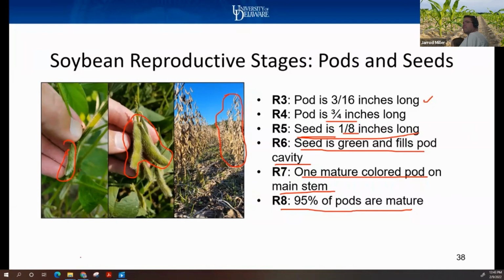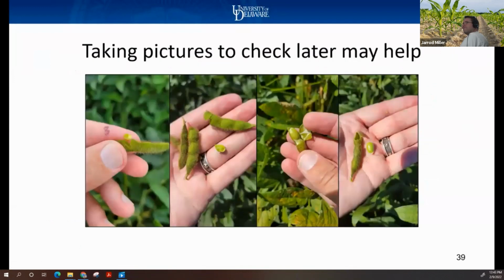It's easy to stage early, but once those leaves start popping off, once you get into these reproductive stages, you have to take your time. This is what I do. I take lots of pictures. You see in my research project, we had a soybean timing study. You see where I wrote on my hand, put a 3 on there, so I could take a picture and I could measure stuff later. I can look at it later in case I don't have time.